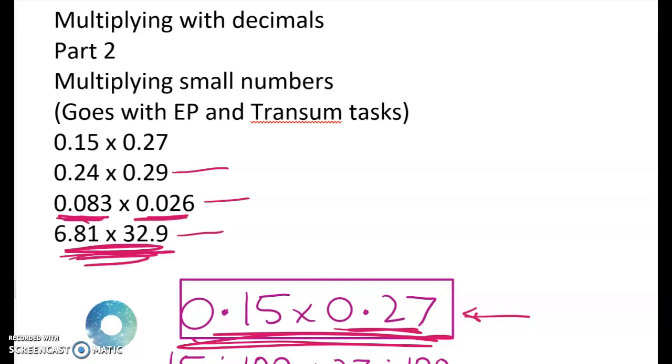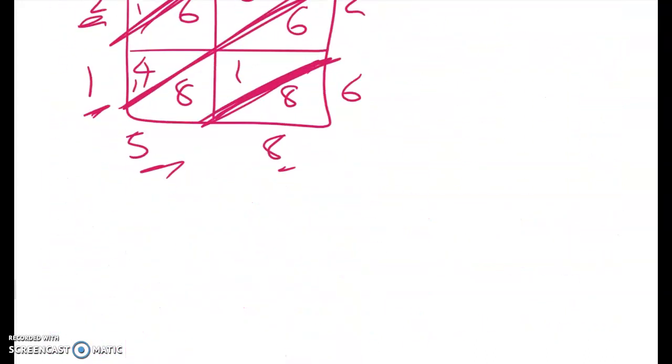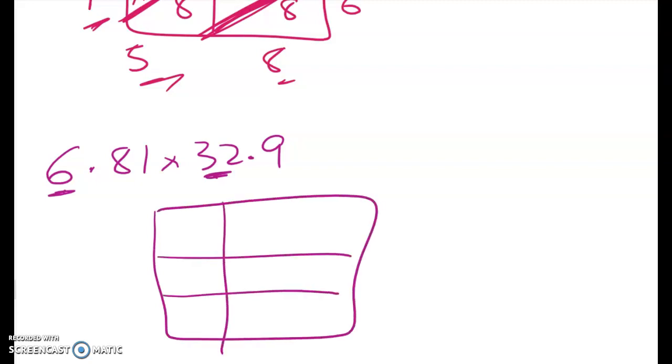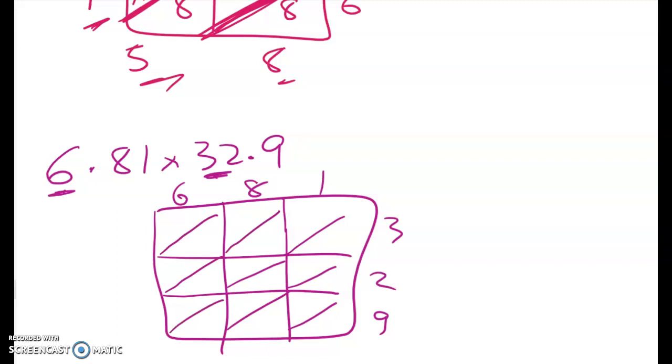Last one, 6.81 times 32.9. So we know that our answer should be about 180, right? So this one where we've got some whole numbers to work with is easier. So it's a big grid method problem. We've got 681 here, and we've got 329 down here. So 6 3s 18, 8 3s 24, 1 3s are 3, 6 2s are 12, 8 2s are 16, 2 1s are 2, 6 9s are 54, 8 9s are 72, 1 9s are 9.